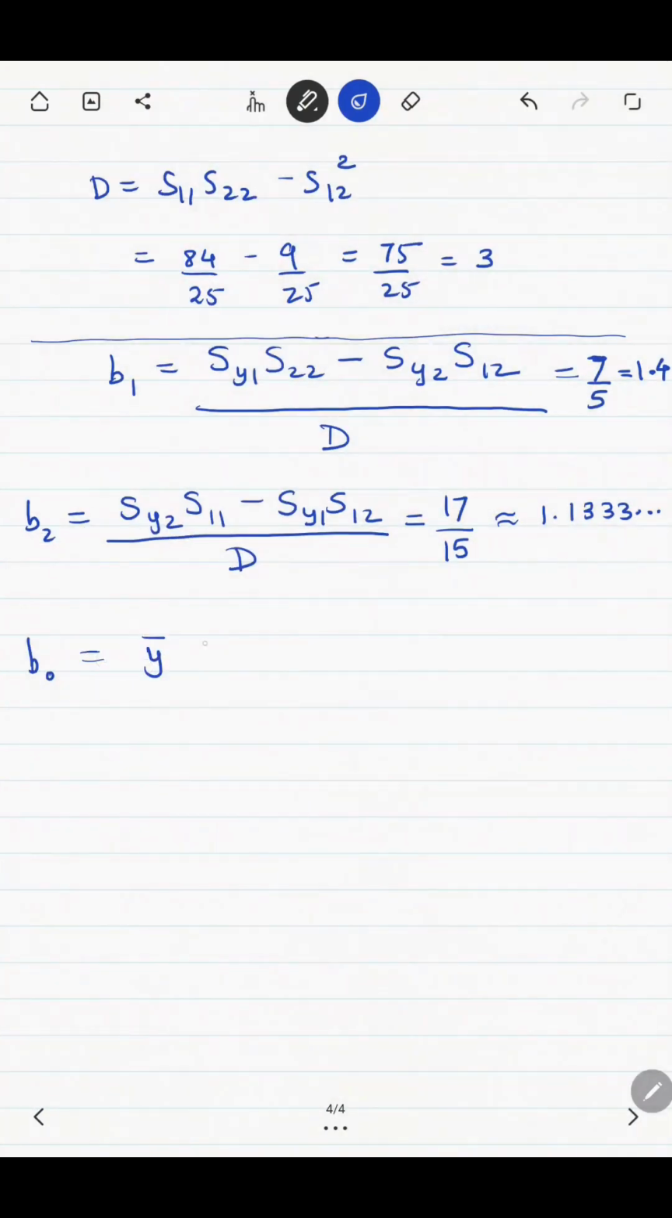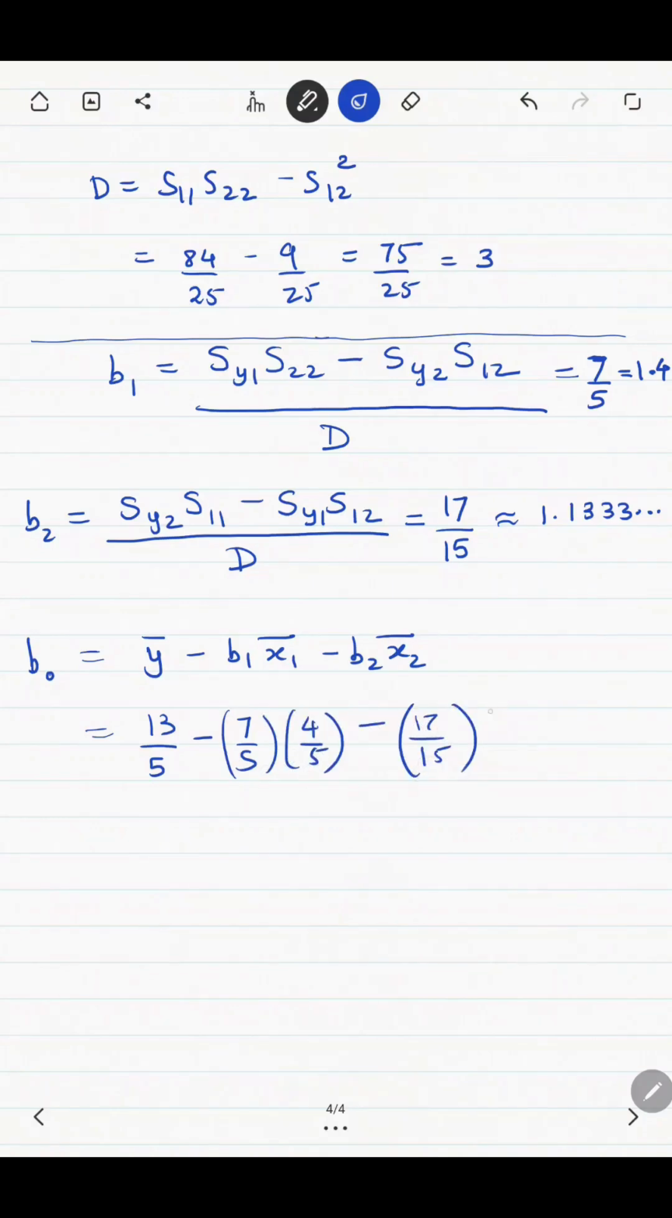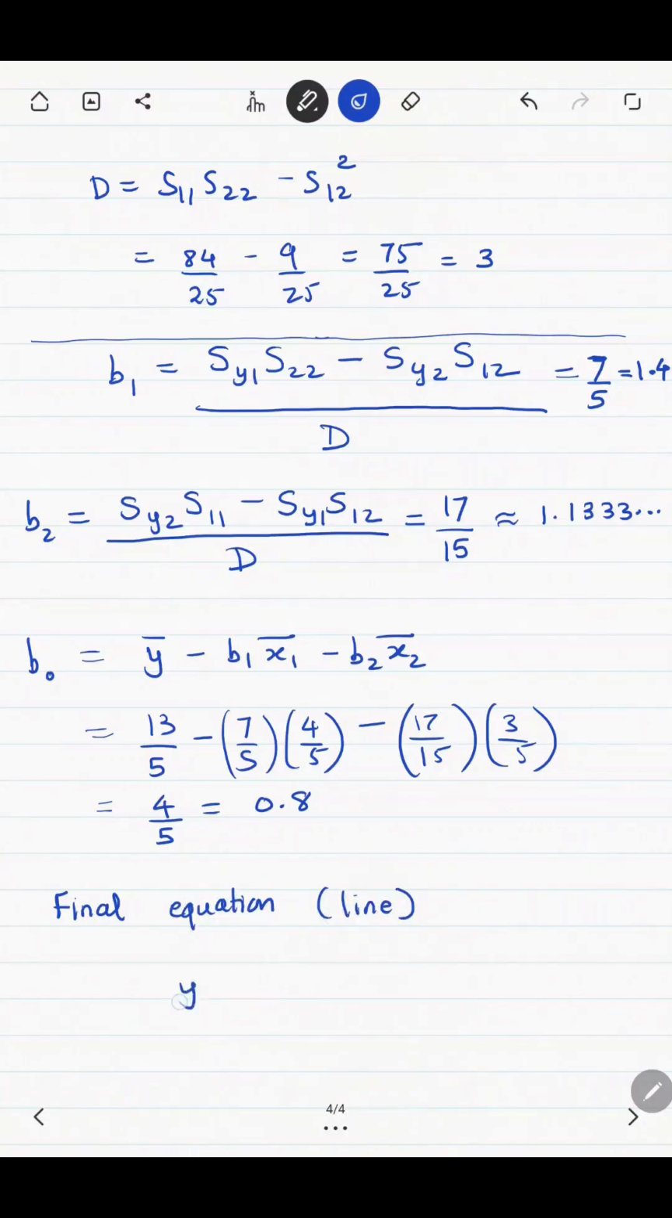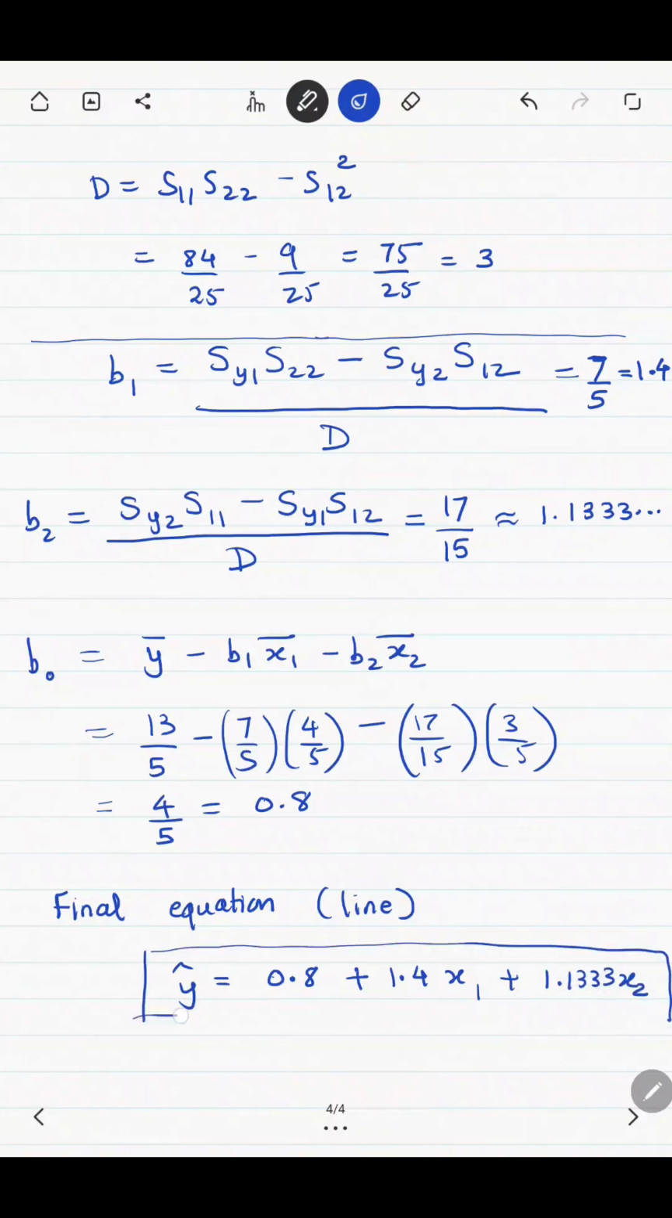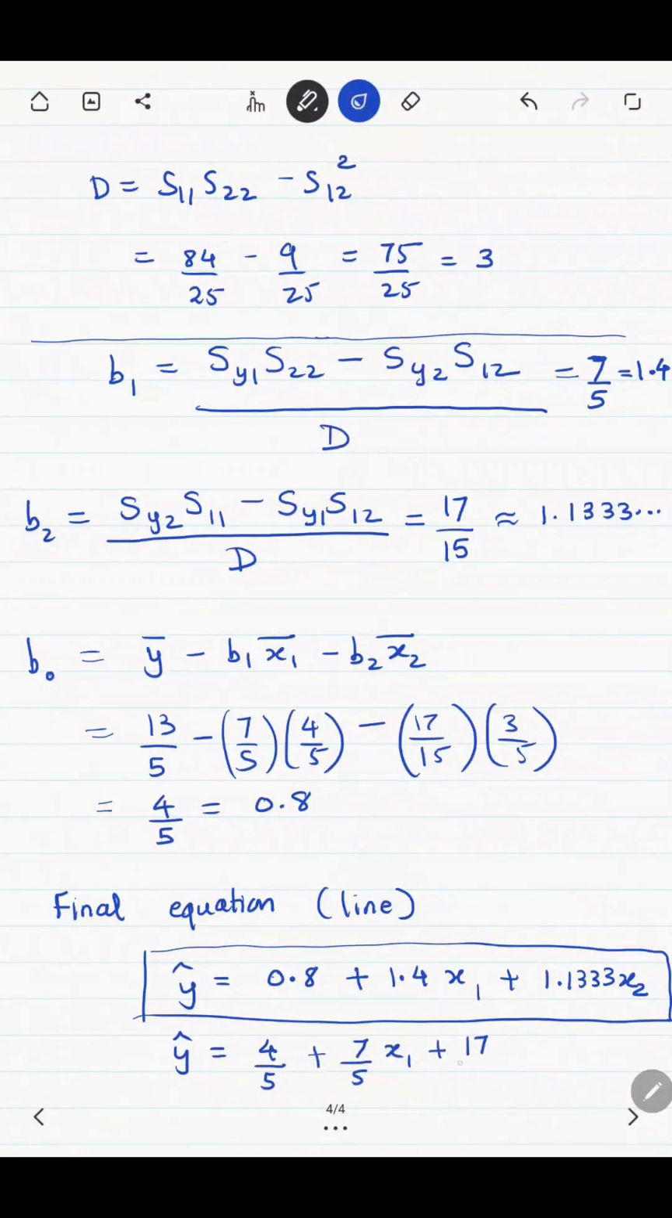Now to calculate B naught, it is mean of y minus B1 times mean of x1 minus B2 times mean of x2. So 13 by 5 minus 7 by 5 into 4 by 5 minus 17 by 15 into 3 by 5. This simplifies to 4 by 5, which is 0.8. And therefore we have the final equation y hat is equal to 0.8 plus 1.4 x1 plus 1.13333 x2. Now we can also say it in fraction form as it is 4 by 5 plus 7 by 5 x1 plus 17 by 15 x2.